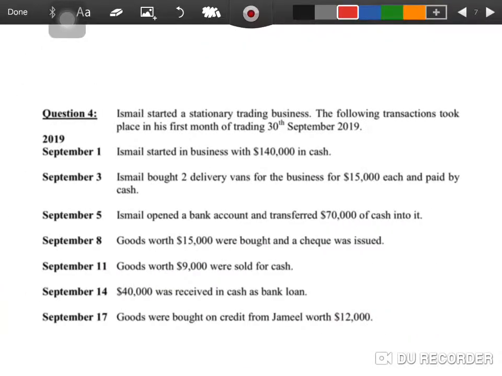So let's say this is a question that we have. Smile started a stationery trading business. The following transactions took place in his first month of trading, that was 30th September 2019. So this was the first month of trading for his business. Let's say we are required to prepare T accounts for this. Then how are we going to do that? On September 1, Smile started in business with 140,000 in cash.